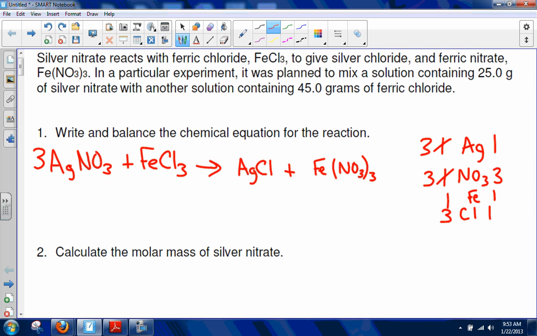So now I look back at my element inventory, and I see that the silver's unbalanced. I've got 3 on the left and 1 on the right. So what times 1 gives me 3? 3. So I'm going to put a 3 in front of the thing with the silver on the right side. That changes that to 3. And it also changes how many chlorine I have. I now have 3 chlorine. I look at my element inventory, everything's balanced. That's question 1.